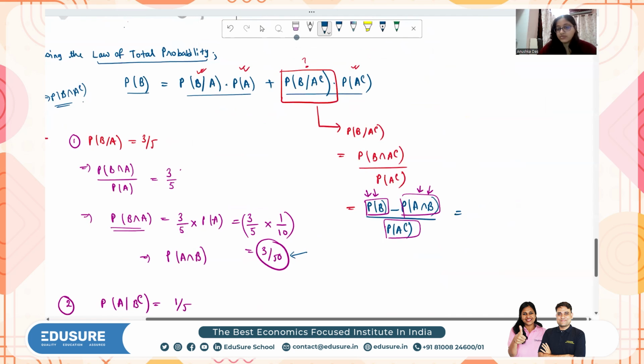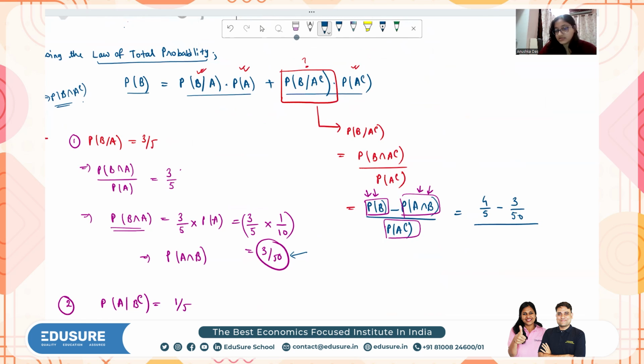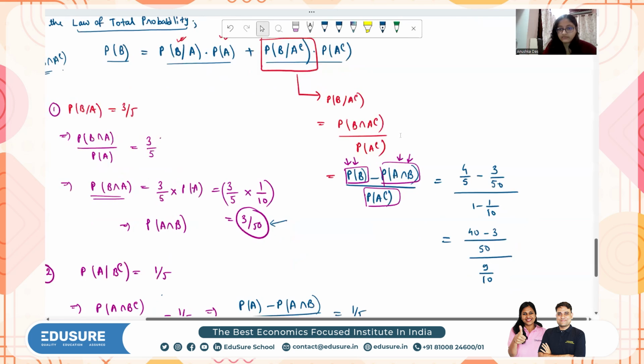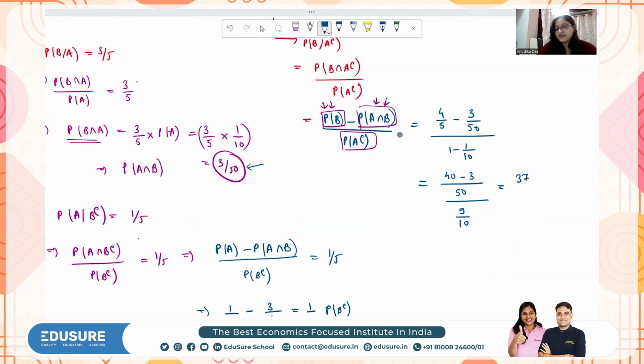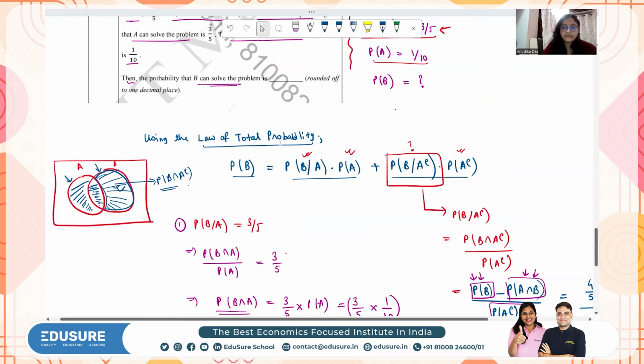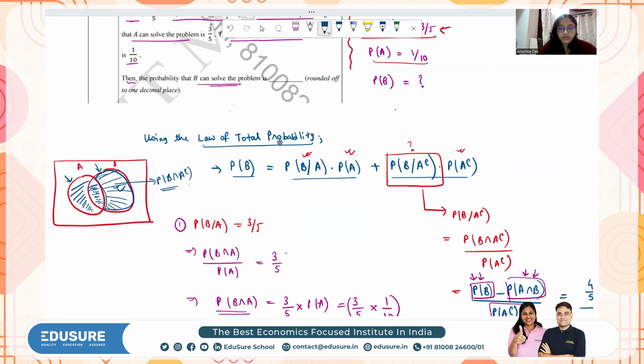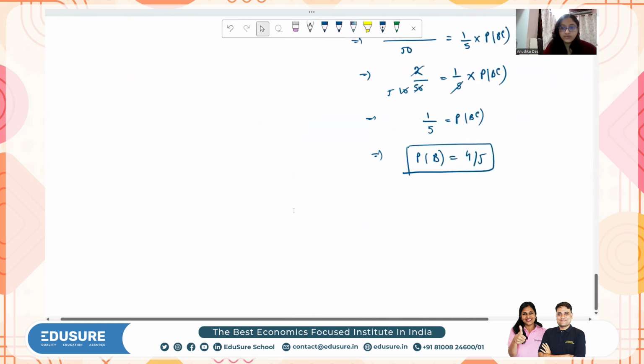So let us do that. What is probability B? We just found out it is 4 by 5. Minus this intersection is 3 upon 50, upon this A complement is 1 minus 1 by 10. So 40 minus 3, and here you have 9 upon 10. So this is 37 upon 50 into 10 upon 9, 5. So 37 upon 45, right? Okay. So now let us calculate probability B. That is what we wanted to do.